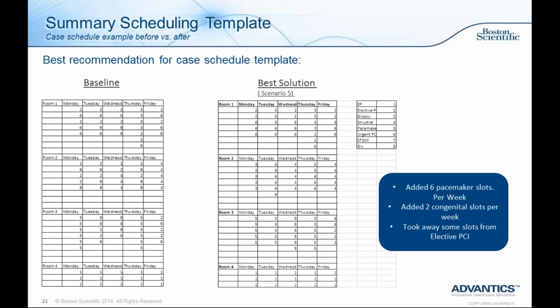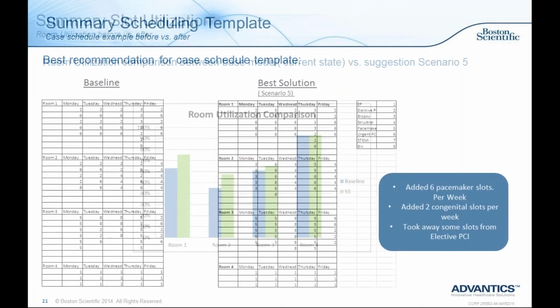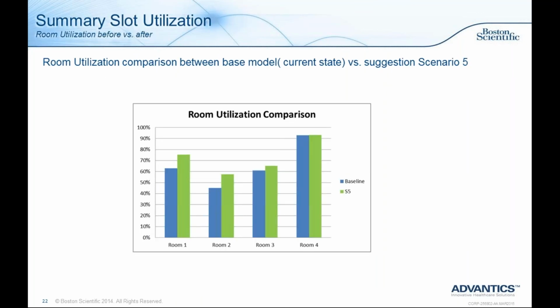Lastly, a slide on room utilization. Understand the slot and room utilization before versus after. Nothing very special here, but I just want to show you that scenario 5 was actually able to increase the room utilization for rooms 1, 2, and 3 mostly.